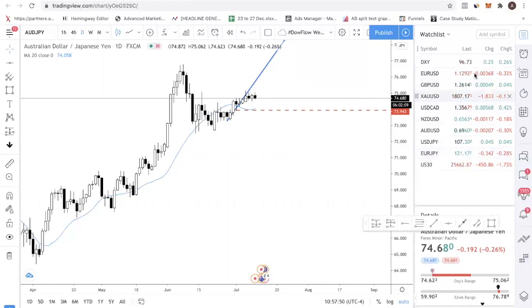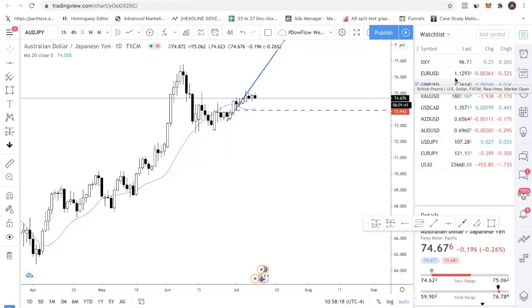Stick to the majors. Yeah, the major pairs. I heard one of my friends say you can trade Aussie because it's kind of similar to gold, because Australia has their own gold mines. So he suggested let's just go for Aussie dollars.